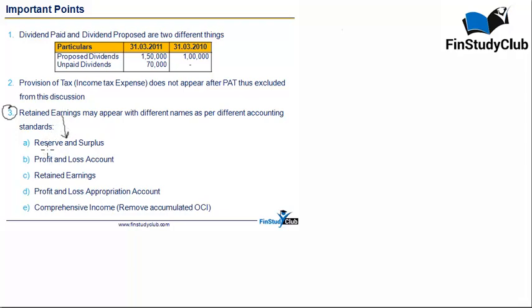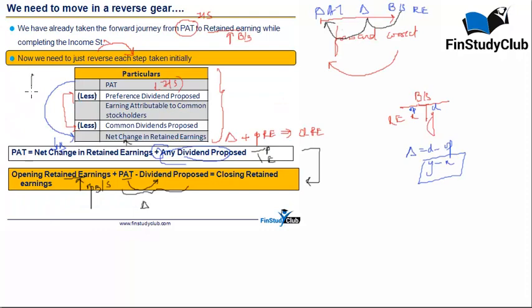Some people say reserves and surplus. Some will say profit and loss account. Some people call it retained earnings, some call it profit and loss appropriation account, some call it comprehensive income, from where, if we remove OCI, we get the cumulative balance of P&L, which is your retained earnings. So the point is, in the balance sheet, if the income statement is not given, look for these nomenclatures.